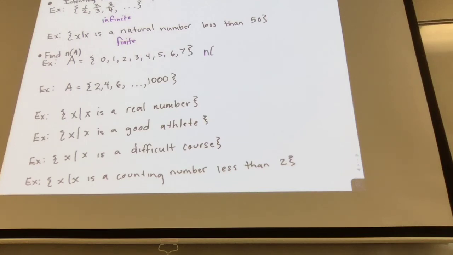So the cardinality of A is equal to, we said, I think I counted 8 elements there.